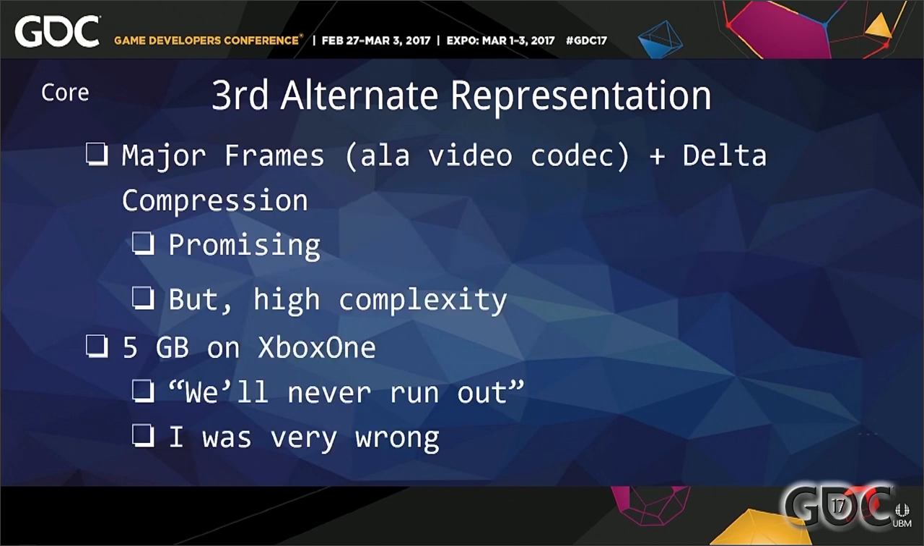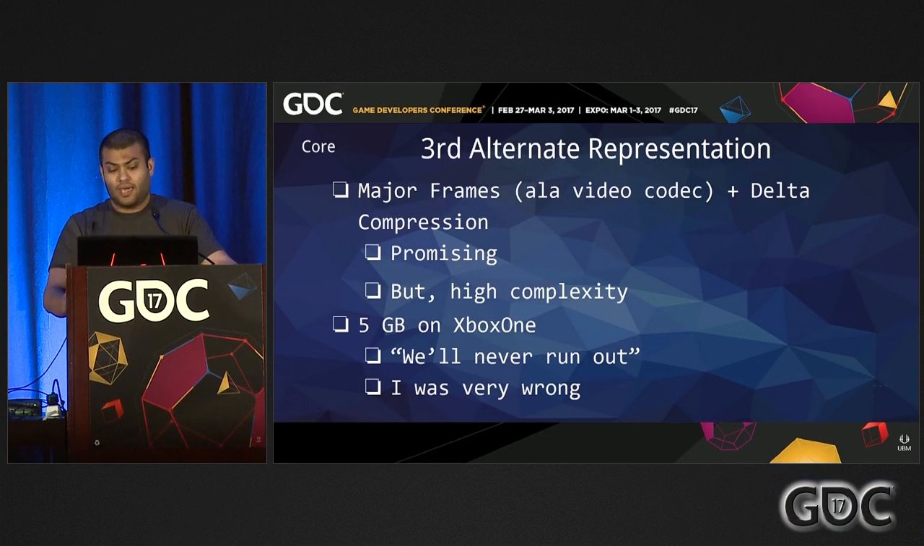So the third representation you can think of is sort of like a video codec, right, where you have major frames where the full transforms are stored, and then you delta compress between them. This is quite promising, but of course the complexity was high. Throughout the project, there was only one graphics engineer on this project. First it was Michael Bolton, and then I took over midway through. So we knew we didn't have a whole lot of time to dedicate to this. And on top of that, I had other responsibilities as well.